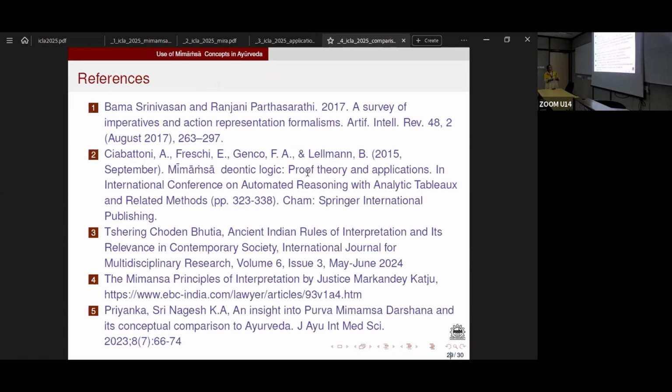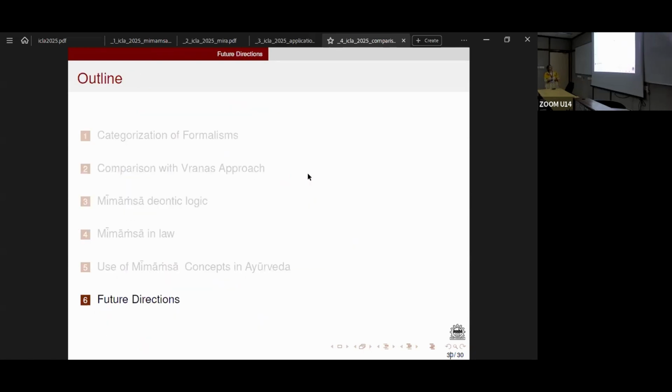So these are some of our publications. The first one is the comparison that we specified. It's available in the Survey of Imperative and Action Representation Formalism and Artificial Intelligence Review. And deontic logic is from the second one. The law is from the third and fourth, and the fifth one is from Ayurveda. The next would be future action.